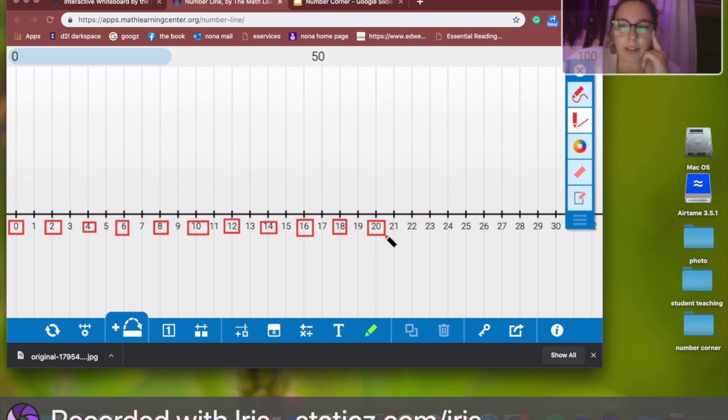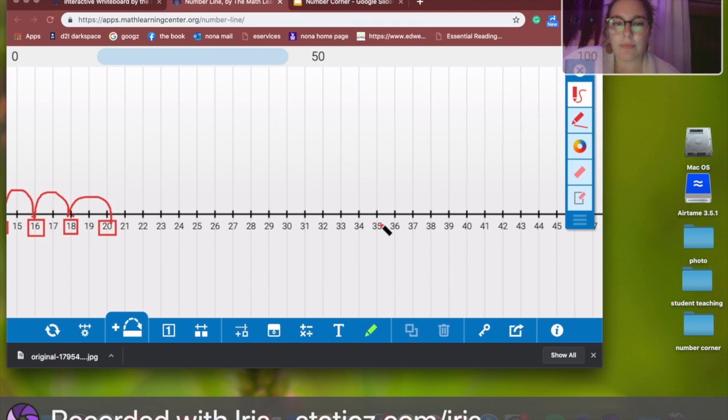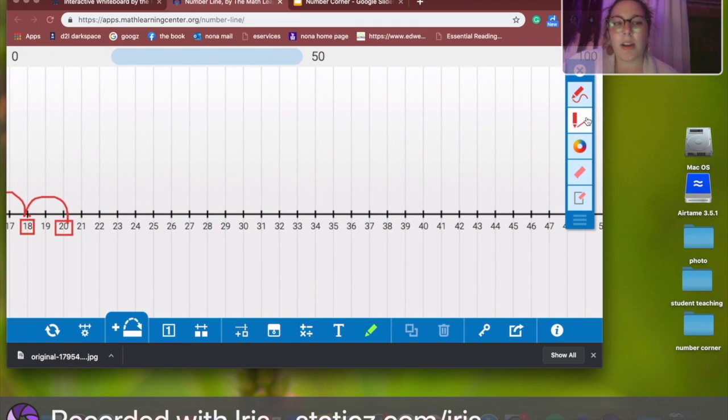Let's look. How many multiples of 2 are between 0 and 20? 1, 2, 3, 4, 5, 6, 7, 8, 9, 10. Now, how many multiples of 2 do you think are between 20 and 40? Let's find out.